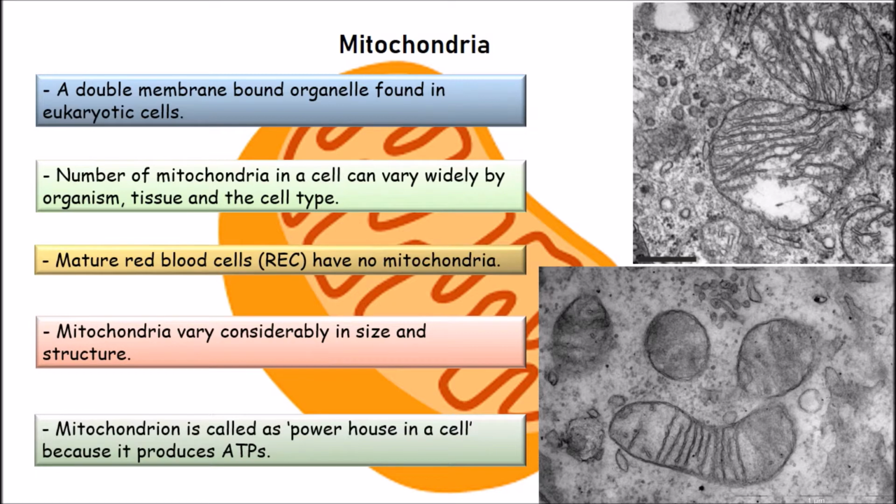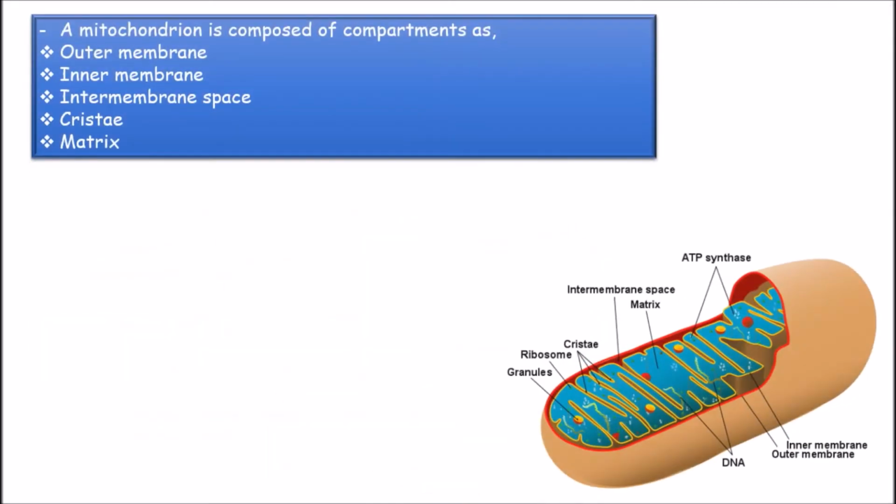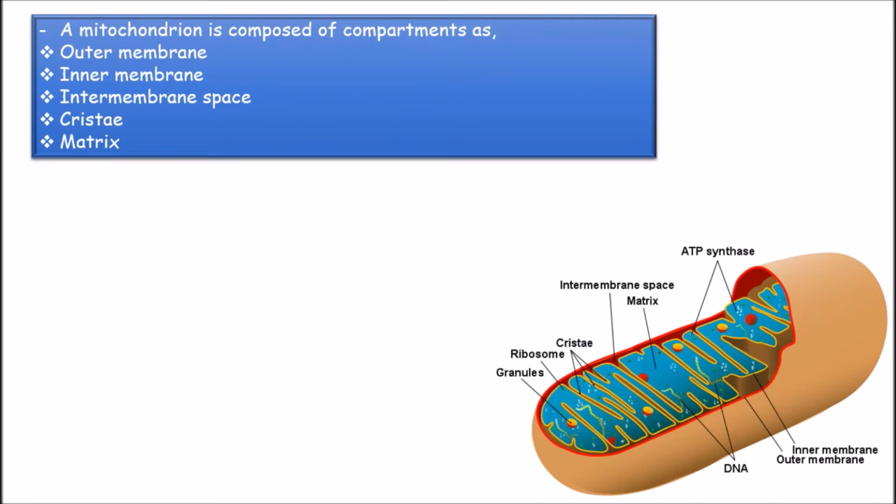Mitochondria are called the powerhouses of the cell because they produce ATP molecules which supply energy needed for most of the cellular activities. A mitochondrion is composed of compartments that carry out specialized functions. They are outer membrane, inner membrane, intermembrane space, cristae and matrix.